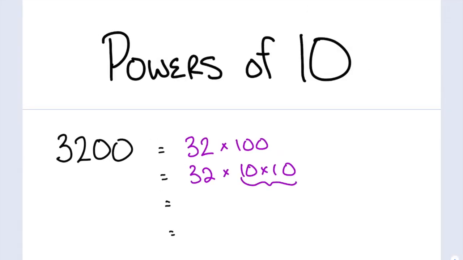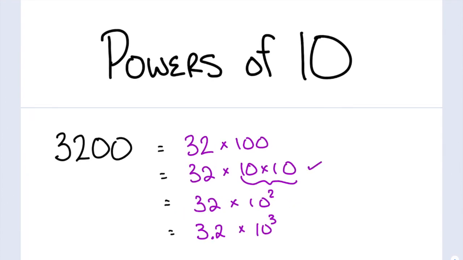I could clean this part up and write 32 times 10 to the second, or I could even change the 32 into 3.2, and then I get an extra 10, right? Basically, I've decreased this by a 10, so I'm going to increase this by a 10. So I get 3.2 times 10 to the third. And while this one and this one are both writing it in powers of 10, this one at the bottom probably makes us the most happy.